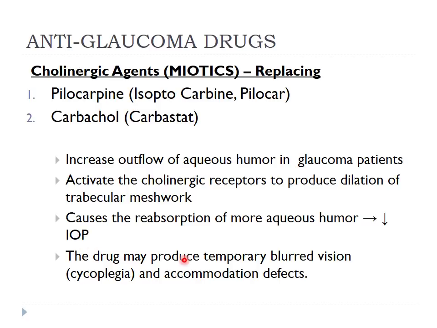Okay, so this will cause the meshwork that is responsible for the regulation of fluid in and out of the eyeball to dilate. Okay, causes a dilation of the trabecular meshwork, which then allows fluid to exit the eyeball. Okay, it will get reabsorbed back into the system. This is simple. The problem with this drug is it may produce cycloplegia, which basically means blurry vision, and it will cause some accommodation effects. Accommodation is the ability for you to focus quickly. Okay.